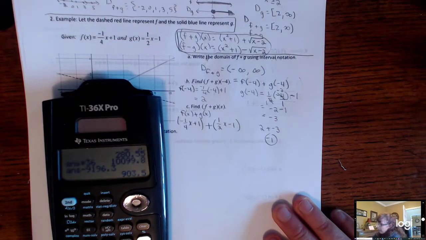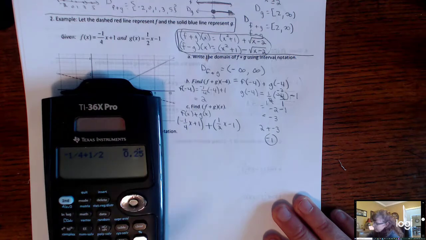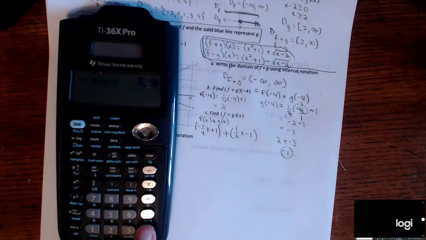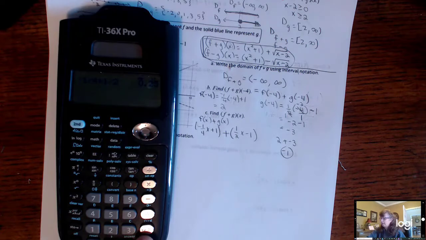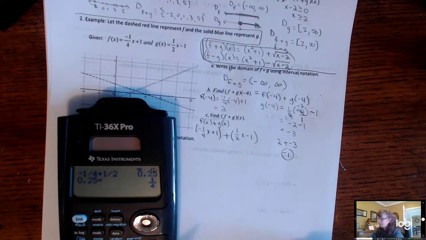Or you can get a common denominator. When you're adding, you need a common denominator. So negative 1/4 plus 1/2. Your calculator will give you the decimal. If you hit the squiggle right here, it'll change that to positive 1/4.